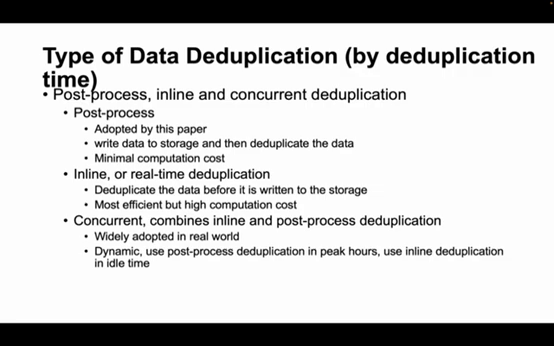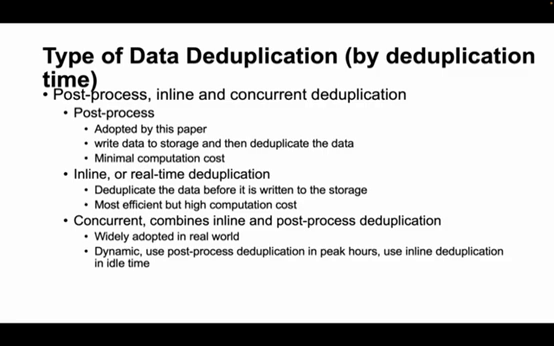Inline deduplication is performed in real time as data is being written to the storage system. It is the most efficient form of data deduplication as it eliminates redundant data before it is written to the storage system. This reduces the amount of storage space required and improves data transfer speeds.